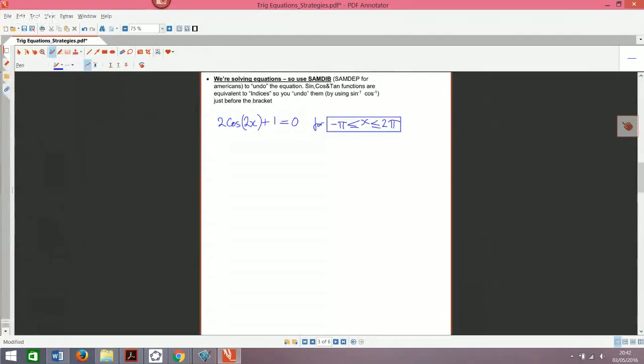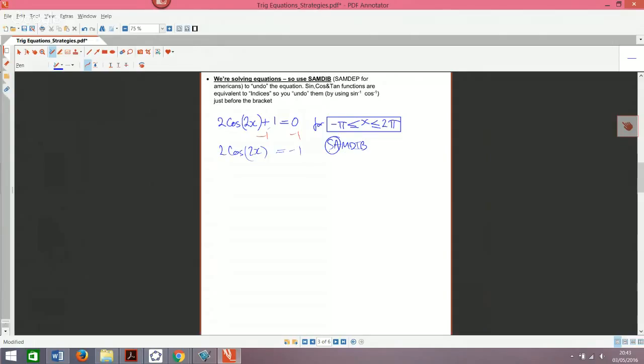So are there any subtractions or additions? Because if there are, and I'm solving an equation, I have to undo those first. Well, yes, there is. There's a +1. So that's what I'm going to do first. I'm going to get rid of the +1. I'm going to take 1 from both sides. So nothing new at the moment. We're just solving equations the same way we always have.